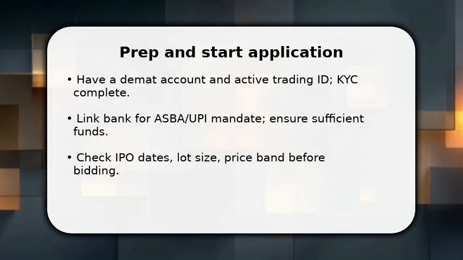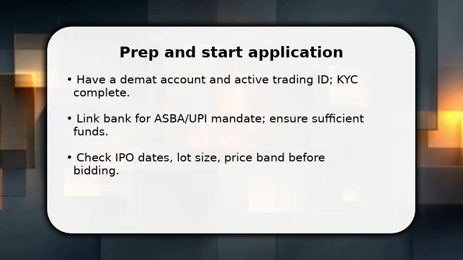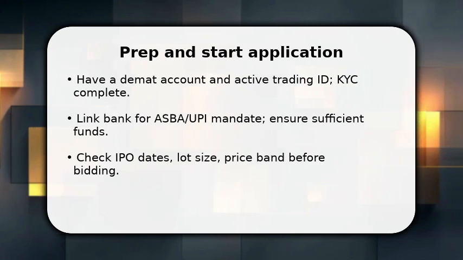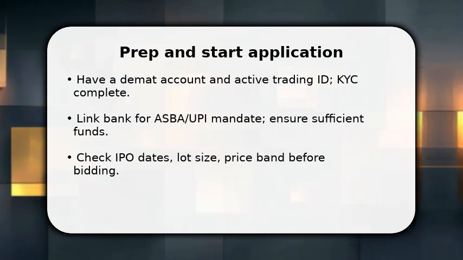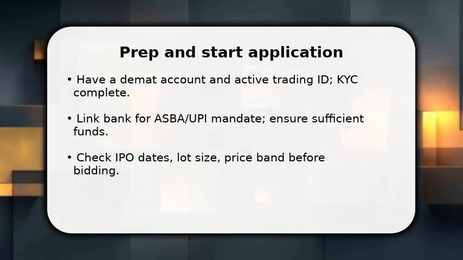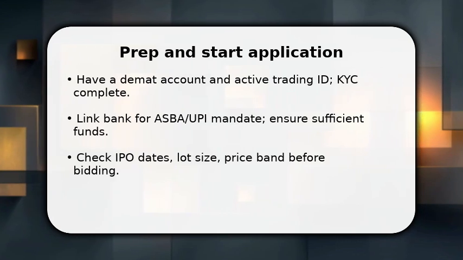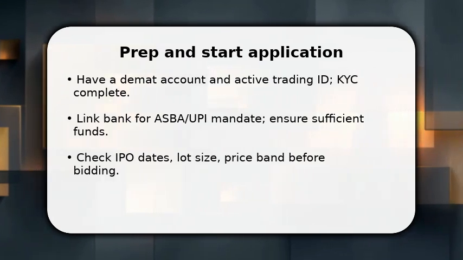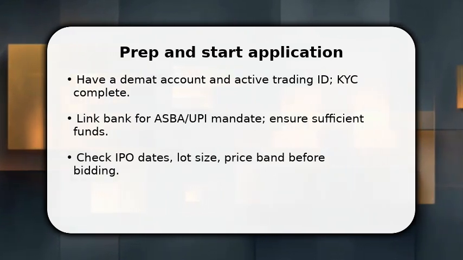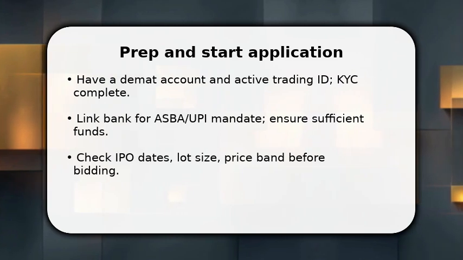You begin by confirming the essentials: your DMAT account, KYC status, and an active bank mandate for a SPA or UPI. Once done, review the HDB Financial Services IPO dates, price band, and lot size so you know the minimum bid. Next, log into your broker or bank portal, choose the IPO section, and select HDB Financial Services. You're now ready to enter the bid quantity and bid price.